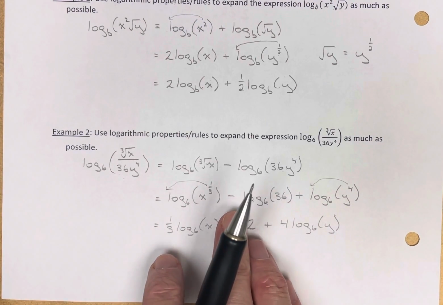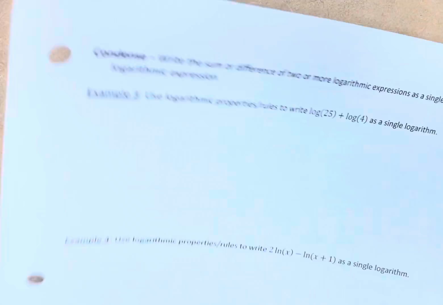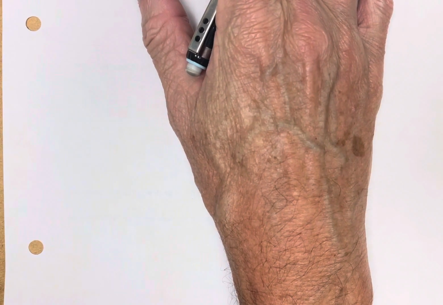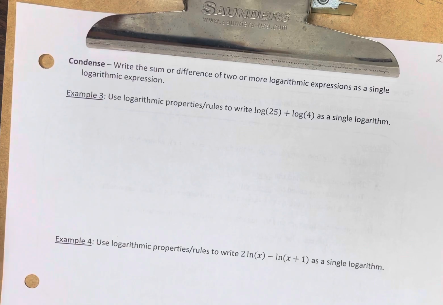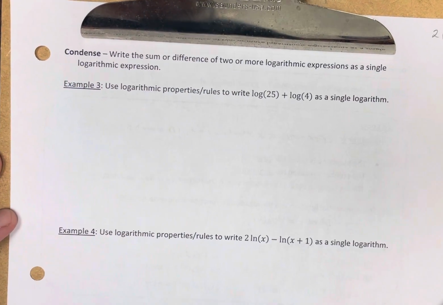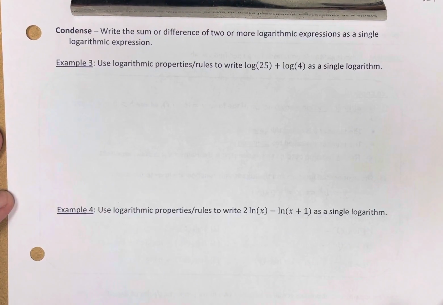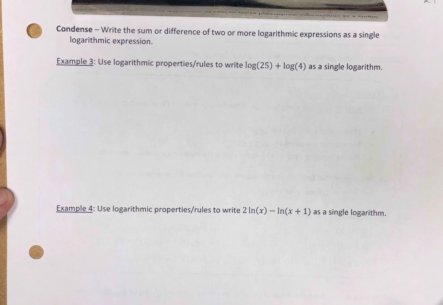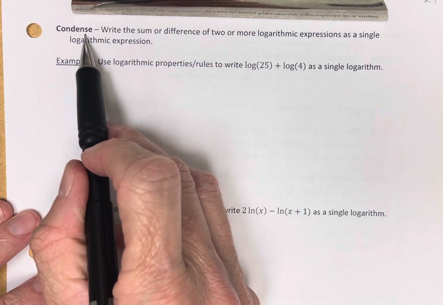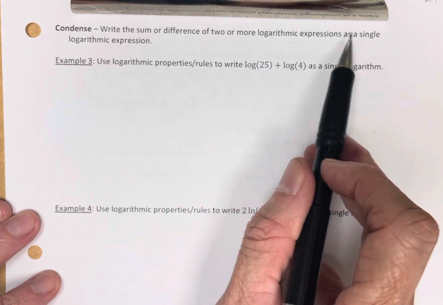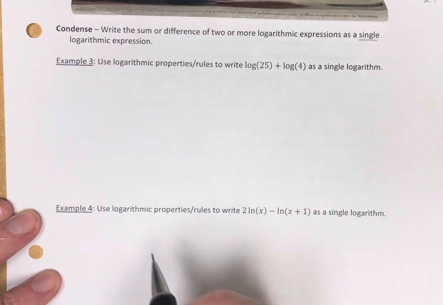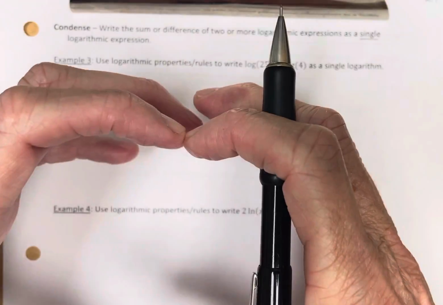Okay? We did expand. So now let's do condense. And as you might imagine, condense simply goes the other way. We're going to take a string of logs and we're going to write them as one log. So to condense, write the sum or difference of two or more logarithmic expressions as a single one. So condensing, bring it down to 1.